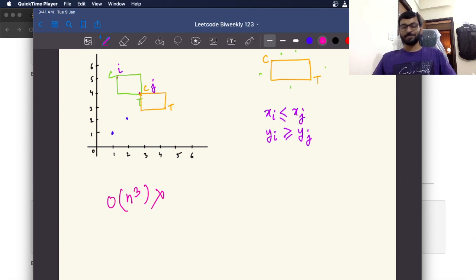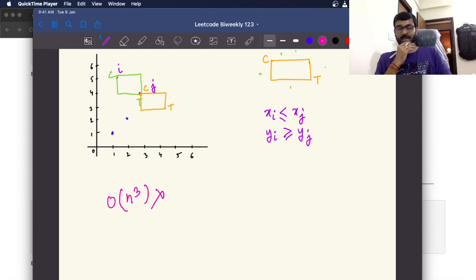So, is big O n square allowed? Yes. If big O n square is allowed, that means you can deal with every pair individually, but for a single pair you should not spend much time. There are big O n square pairs, NC2 pairs. You can spend some time on each of them, but not too much. It can be big O 1 time on each of them, maximum big O log n time.